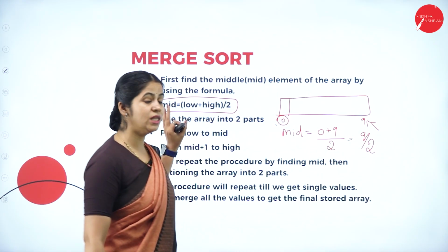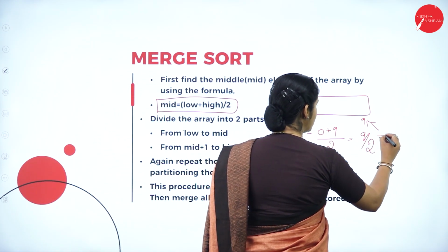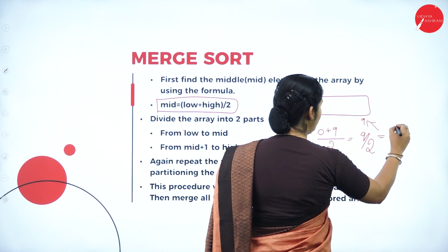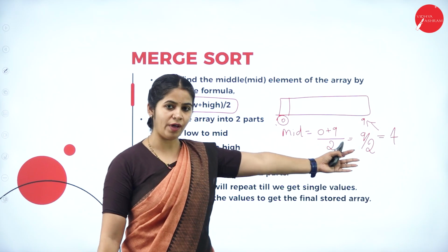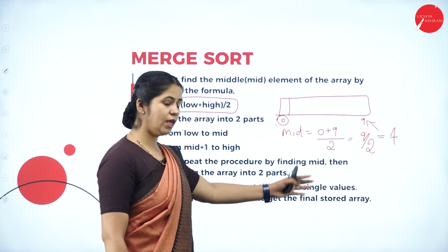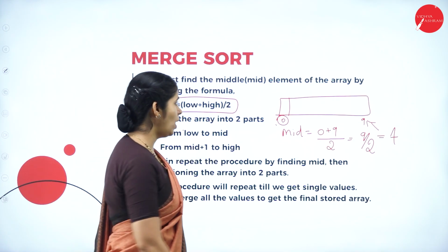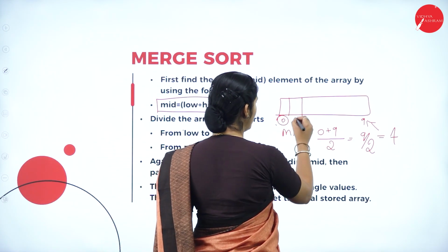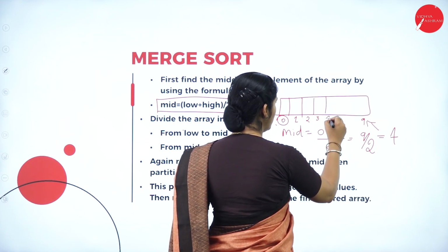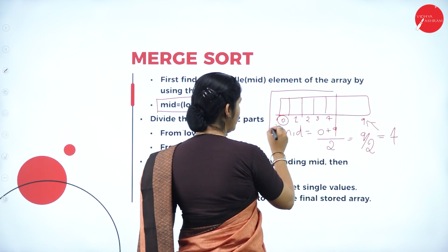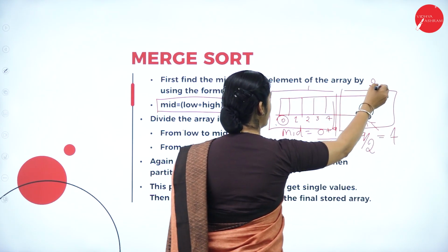As we have declared mid as an integer variable, it always takes an integer value only. That is, it comes to around 4.5. So we cannot take the floating point value. We have to take the integer value, as the array index is a whole integer: 1, 2, 3 and 4. Till here the array will be divided into one part and the remaining array will be divided into the second part.